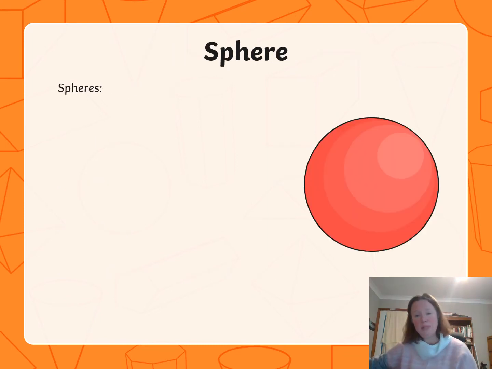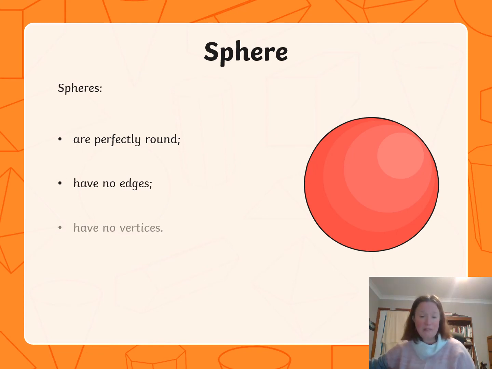Rectangular prism, cube. Okay, a sphere. Now, spheres are perfectly round, as you, I'm sure, are aware. They have no edges, therefore. They have no vertices, therefore. And they just have one curved surface.